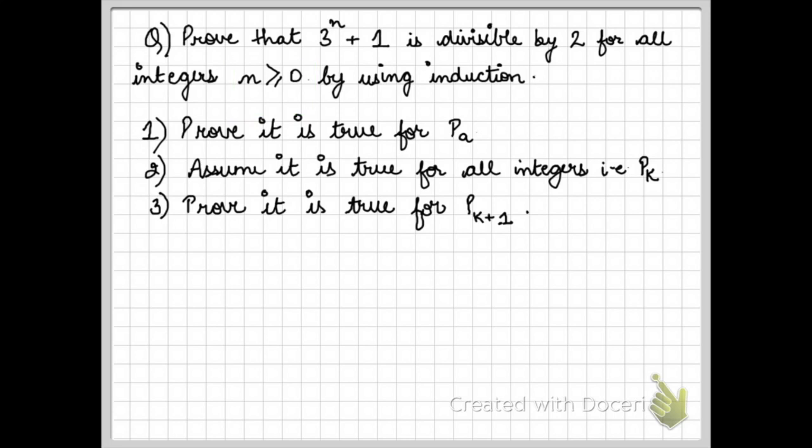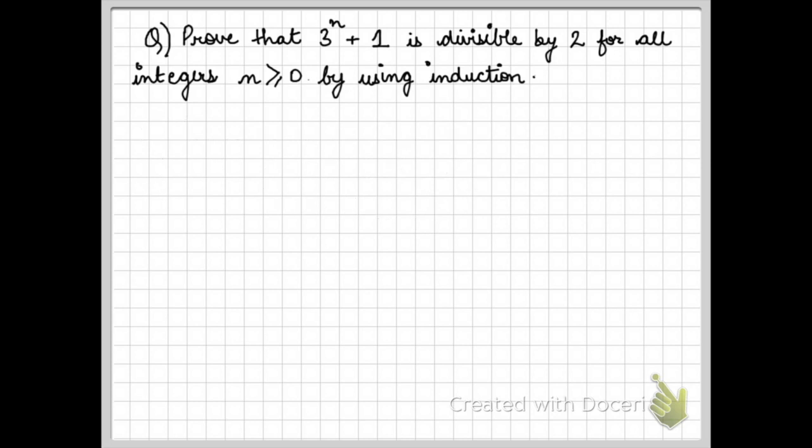Number 2, we have to assume that the proposition is also true for all the integers. So if we take the integers to be k, then we have to assume that it's true for P of k. And step number 3 is that we have to prove that it is true for P of k plus 1 as well.